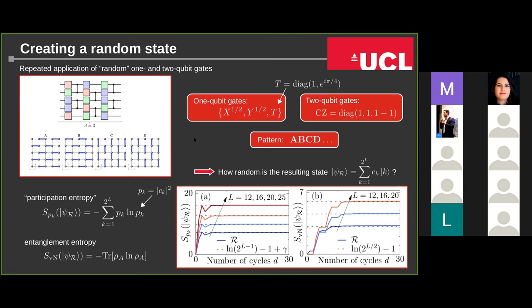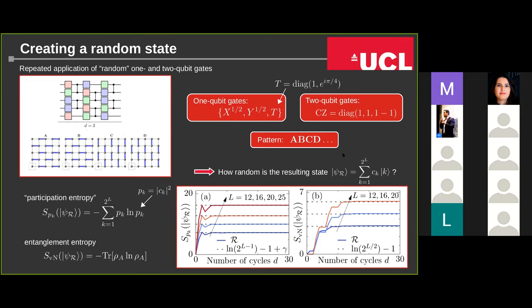Your state after applying the circuit will be some superposition of computational basis states. And we wanted to see how fast it gets scrambled. We looked at two quantities. The first one I call here the participation entropy. There is probably another name for it. These p_k are the absolute squares of these coefficients c_k. So this quantity basically measures how much your wave function is spread in the computational basis.